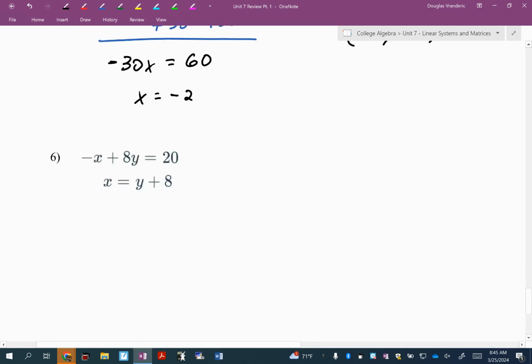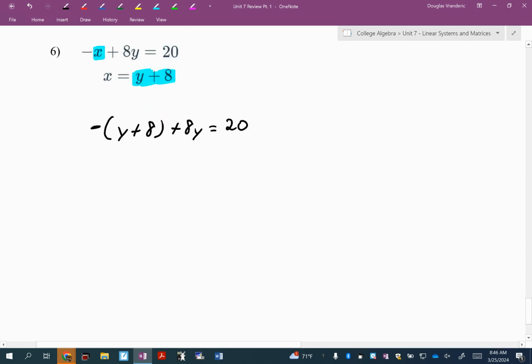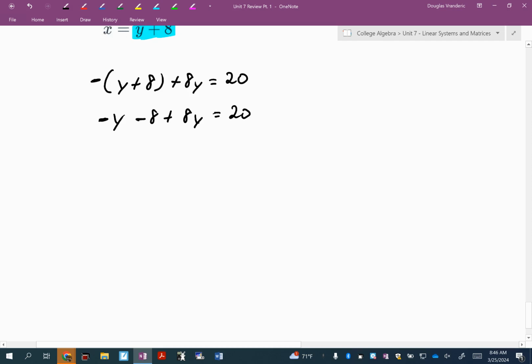All right, let's do one more. Now this one says x equals y plus 8. So when I write down my first equation, I'm going to be replacing this x with y plus 8. Notice there is a negative symbol in front of that x, so it's going to be the opposite. And then start a parentheses of y plus 8, plus 8y equals 20. Distribute the negative symbol to get the opposite of y is negative y. The opposite of 8 is negative 8. Okay, let's go ahead and do negative y plus 8y, which is 7y.